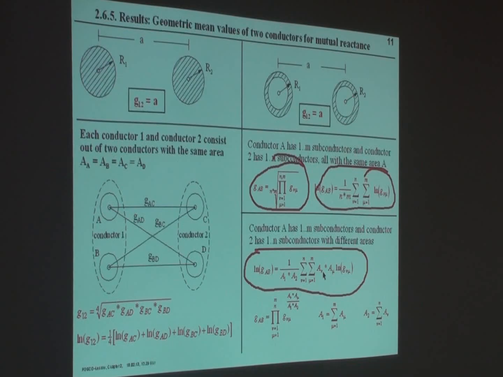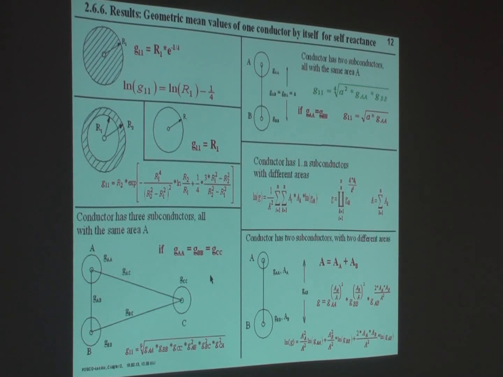If you come to this formula, and you make from the integral a sum, then you get this one. So, what's now the result? Geometric mean values of one conductor by itself. Why now by itself? Geometric mean radius by itself.